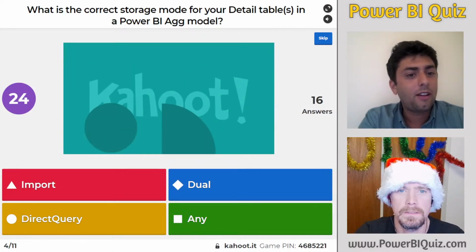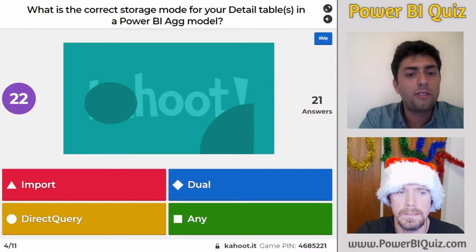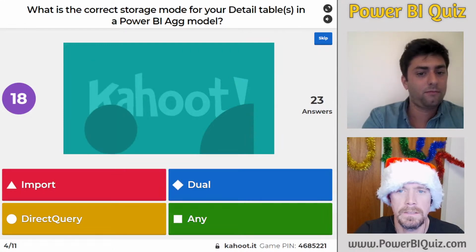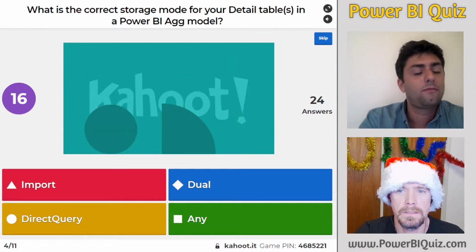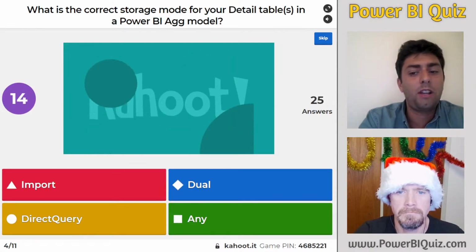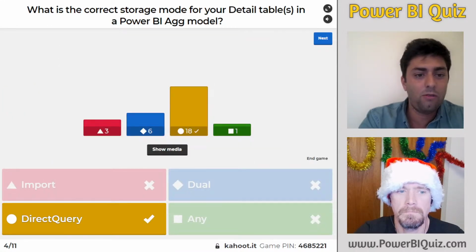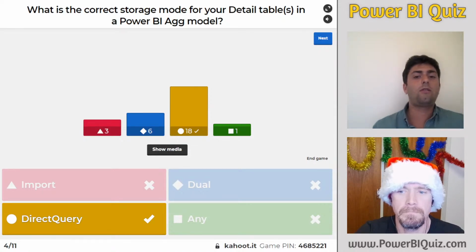What is the correct storage mode for your detailed tables? So as you may know, in Power BI aggs, you have different storage modes available. Yeah. Yes, direct query. So most of you got the correct answer.